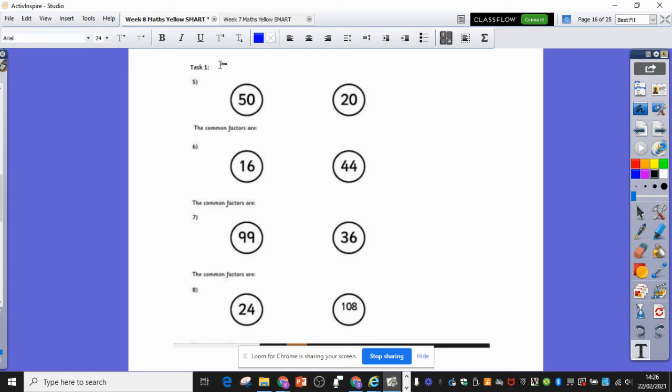I'd like you to do 1, mark it to check you're on the right lines. And then if you got it correct, move on. If you haven't, go back and purple pen where you went wrong. And I'd like you to complete these 4, please, practicing finding the common factors. When you've done that and marked it, I'd like you to restart the video and move on to task 2.